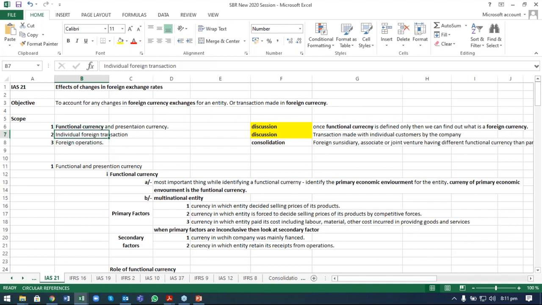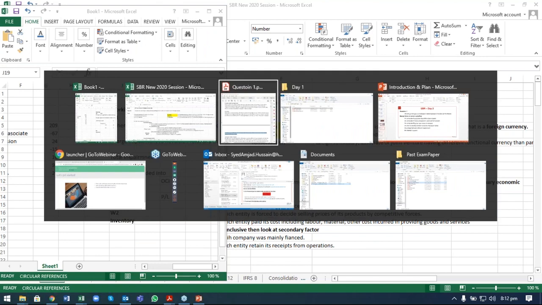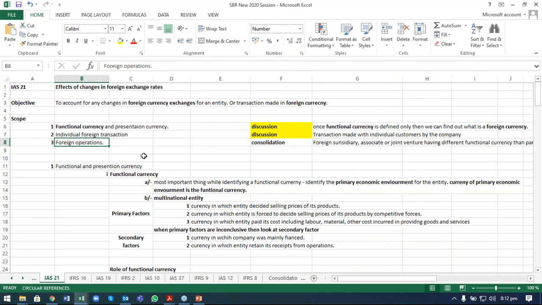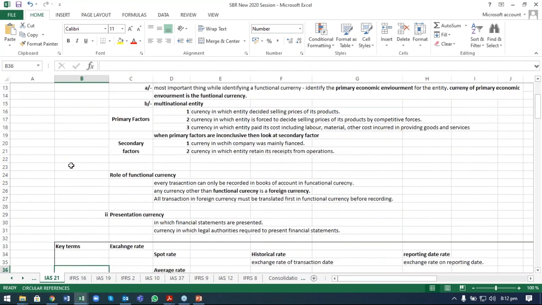Second is your individual foreign transactions, transactions made by the company with individual customers. That's something IAS 21 relates to. The third aspect with which IAS 21 is mainly concerned is foreign operations. Foreign operations include a foreign subsidiary, associate, joint venture, or some other operations. As far as our question is concerned right now, we should be looking into the individual transaction rather than the foreign operation. So this is not the foreign operation. Right now I'm going to give you an idea how the individual transaction should be accounted for.